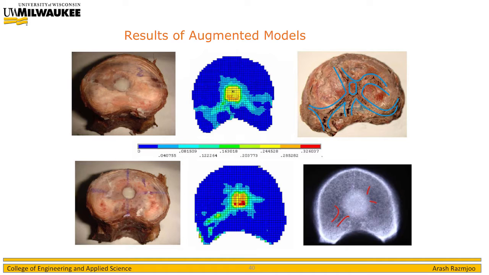And in this sample, it predicts the fracture on the end plate in this direction, which is validated by plain X-ray radiograph. You can see here the fracture pattern, and it shows the bone cement or PMMA inside the sample.